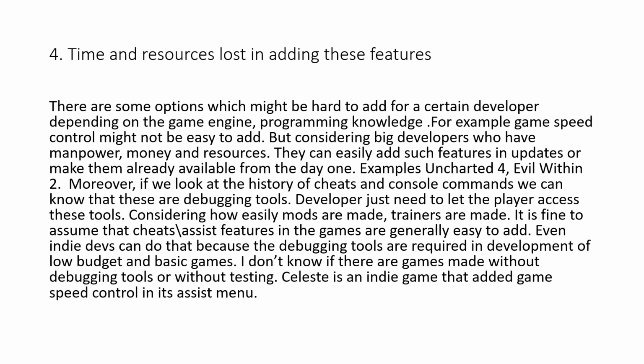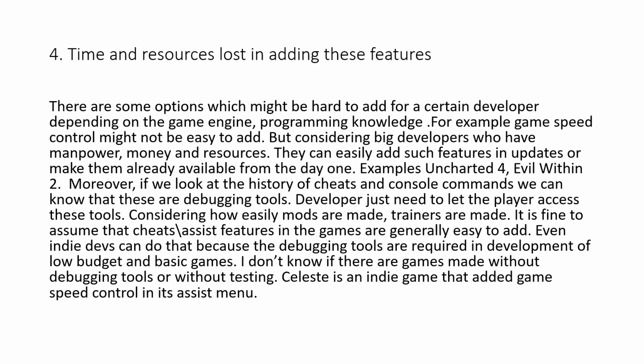I also see this argument about time and resources that are lost in adding these cheats or assist options or features. So let's talk about this argument. There are some options which might be hard to add for a certain developer depending on the game engine and programming knowledge. For example, game speed control might not be easy to add, but considering big developers who have manpower, money, and resources, they can easily add such features in updates or make them already available from day one.